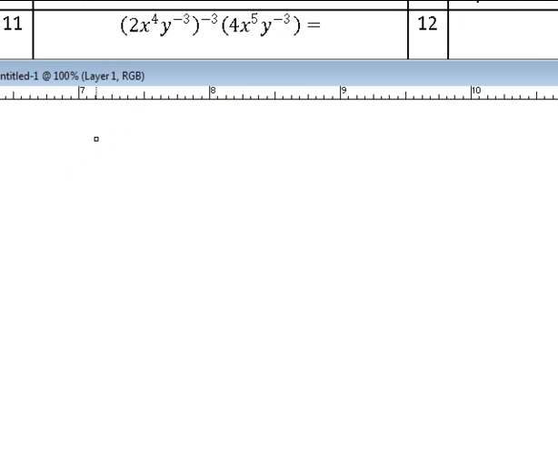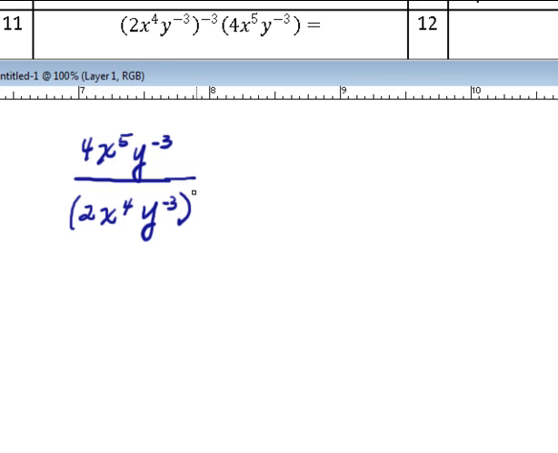In number 11, we have an expression with exponents, and we want to simplify. All right, so the first thing we do is bring this factor to the denominator and change the exponent to positive 3. Okay, so let's do that because we don't open parentheses when we have a negative exponent. All right, now this second factor stays in the numerator since it doesn't have a negative exponent. So we have 2x to the 4th, y to the minus 3, and now we change that outer exponent to a positive 3.